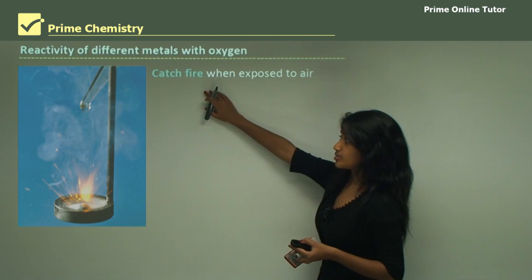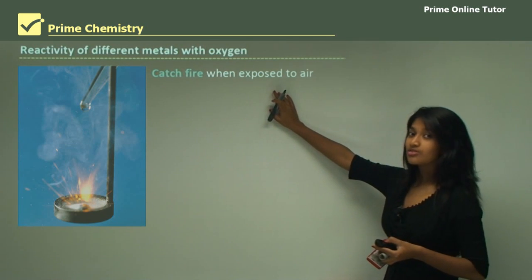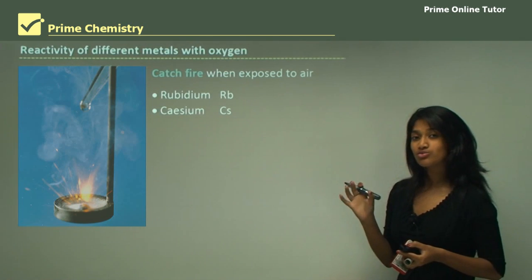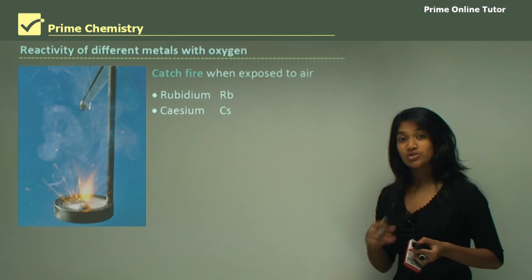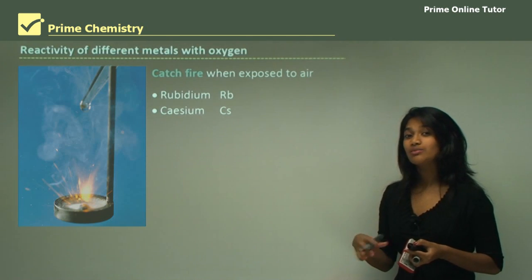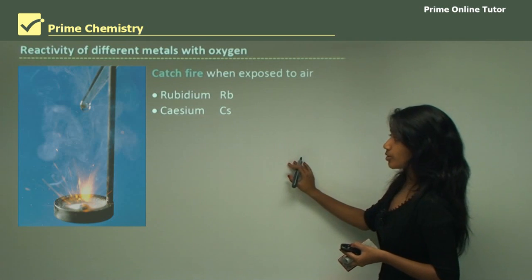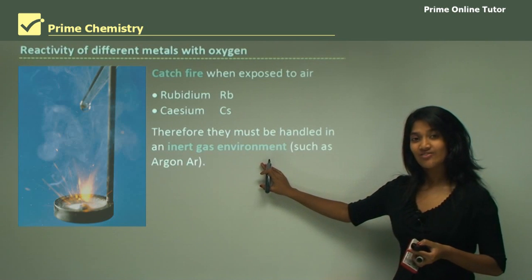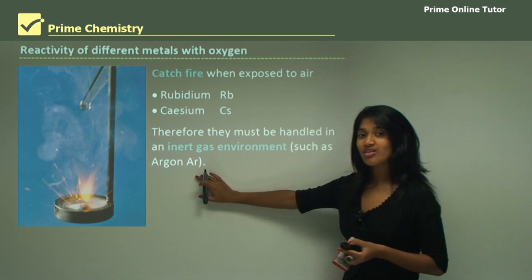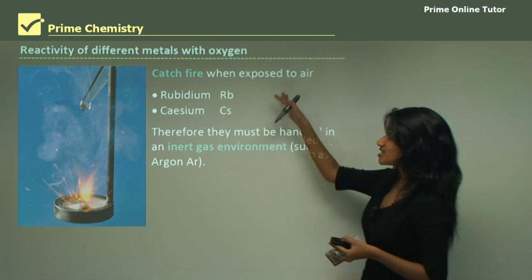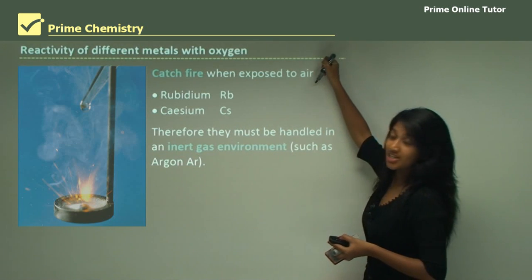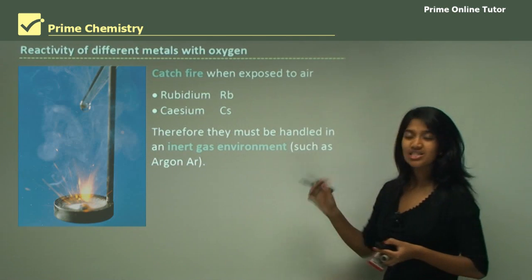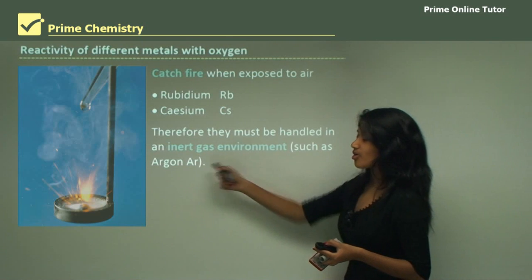Now some of the metals catch fire when exposed to air. So these are very reactive, such as rubidium and cesium are one of the most reactive. If you go to your left and towards the bottom of the periodic table, you'll find the most reactive elements over in the bottom left. So therefore they must be handled in an inert gas environment. Now inert gases such as argon are not reactive at all. So it's not like air or oxygen containing air. It doesn't have any reaction. So rubidium and cesium are usually stored in argon containing air.